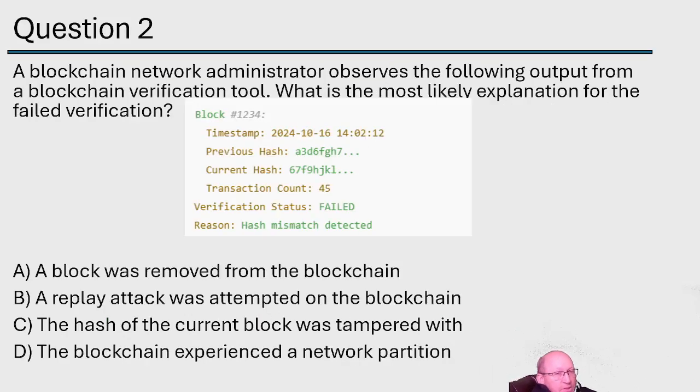Blockchain network administrator observes the following output of a blockchain verification tool. What is most likely the explanation of the failed verification? And we see the timestamp, we see our previous hash, our current hash, our transaction count, our verification status, and our reason is a hash mismatch detected. What do you think on this one? What is most likely the explanation for our failed verification? Could be any number of things. Let's dive into it. If you need more time, of course, you can pause that video.